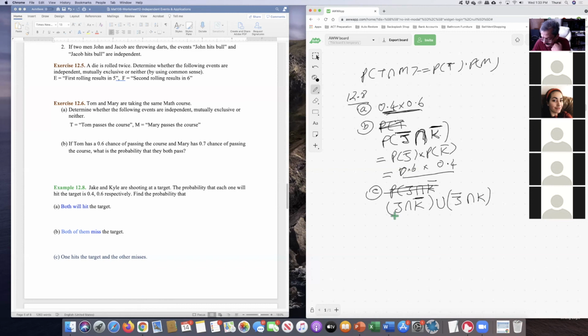So the probabilities will have to be added because of the union. The probability of this and the probability of this have to be added. The probability of this is the probability of J intersection K bar. J is 0.4, K bar is also 0.4, so 0.4 times 0.4. And the probability for J bar is 0.6 and K is also 0.6. So 0.6 times 0.6, and you need to add them.